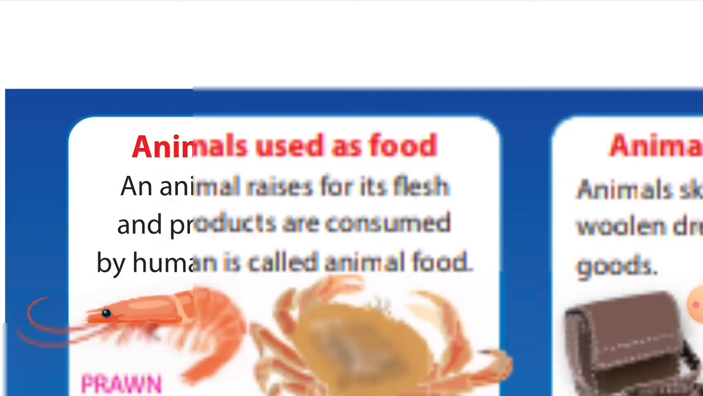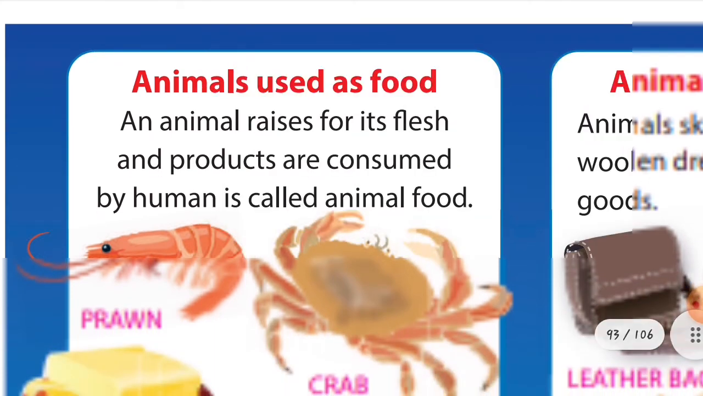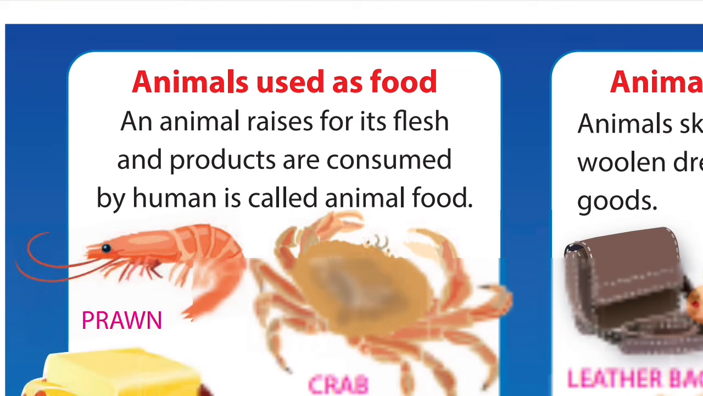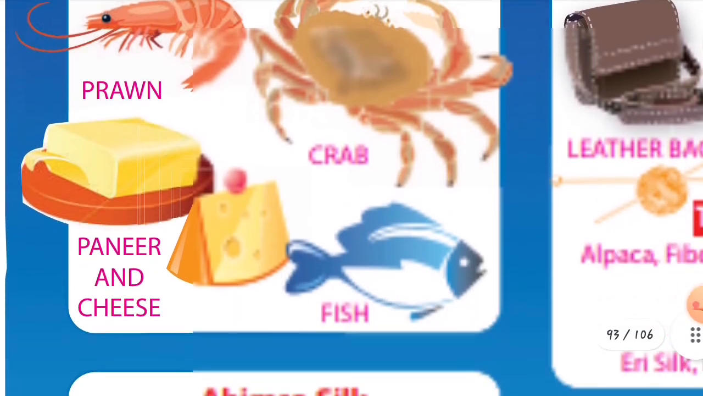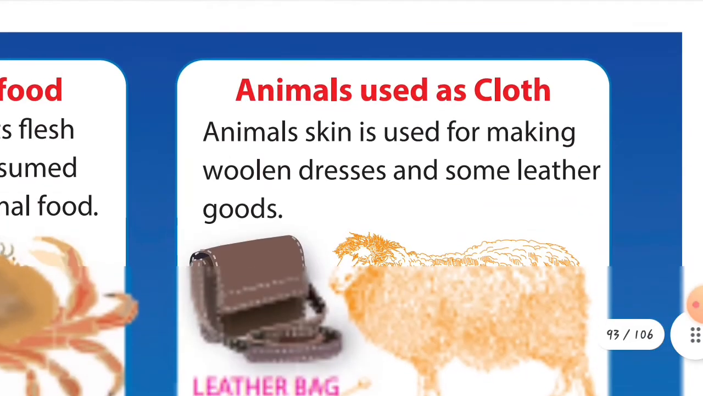See the animals used as food. See the prawn, crabs. Animals whose flesh and products are consumed by humans are called animal food. Prawn, crab, paneer and fish. And see the next picture.